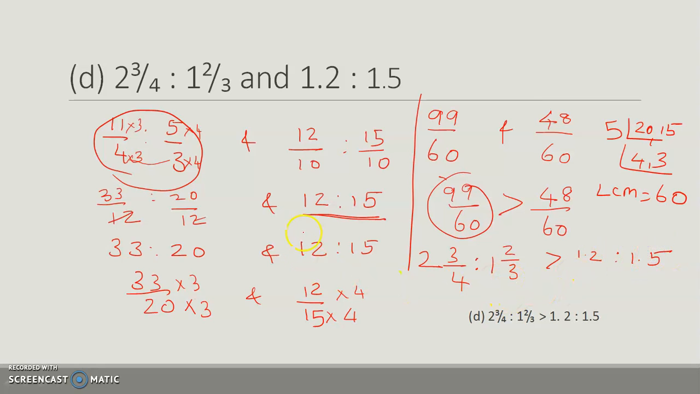Is it clear, children? First you have to simplify the ratio. These ratios, you have to simplify them. That we learned in the first slide. Then for comparing, again I have to find the LCM. Is it clear, children? Don't take very big sums. Try to make it simpler. You have to do 2 sums of this model.